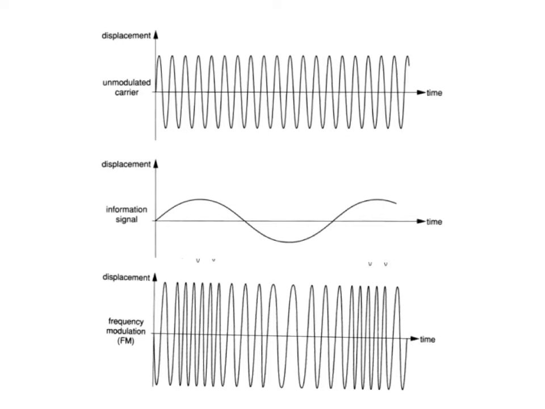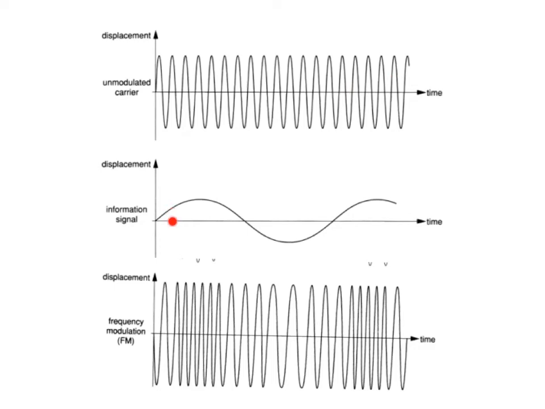So in frequency modulation, we are going to change the frequency of your carrier wave according to the displacement of the information signal. So how do they change the frequency here? If it's positive displacement of your information signal, then your frequency will be higher. If there's negative displacement, you make your frequency lower. So positive displacement, make the frequency higher.